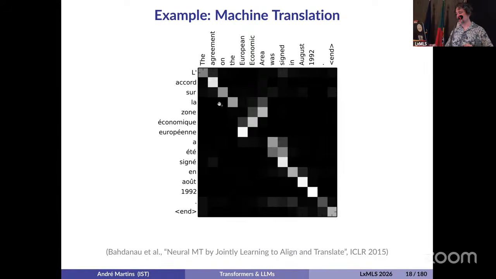So for example, if you look at European Economic Area. Okay, so in French, you invert the order of the words. You say Zone économique européenne, and as a result, these colors tell you that when you generate area, this is attending zone, and so on and so forth. Okay, and they have a lot more examples in the paper.